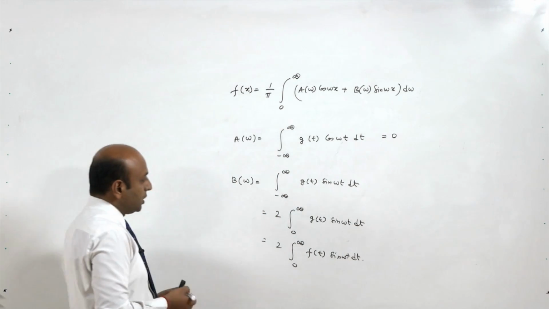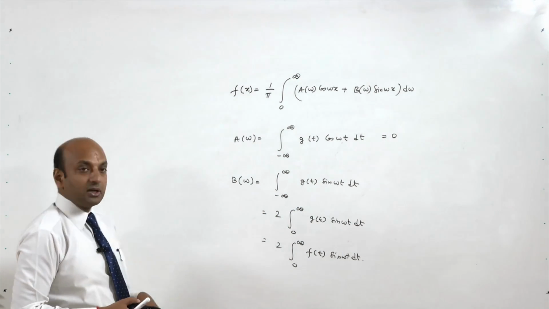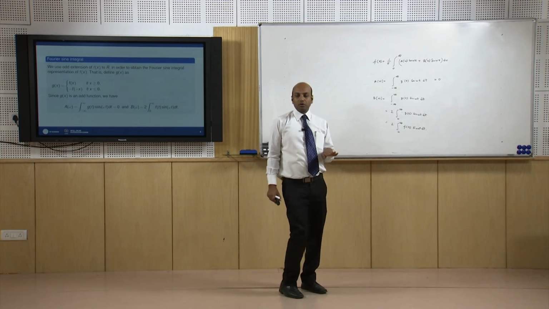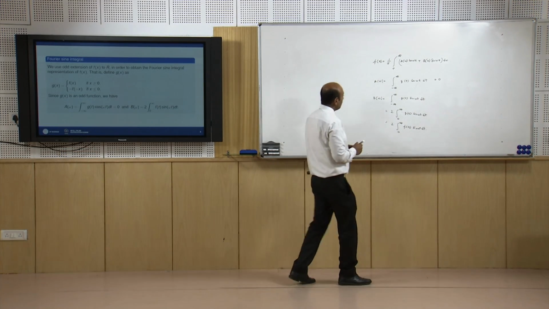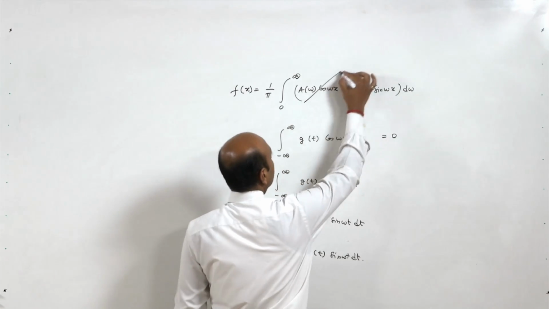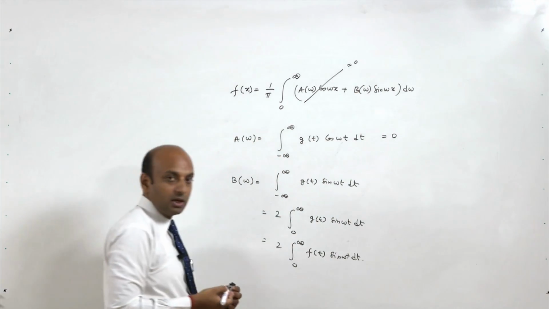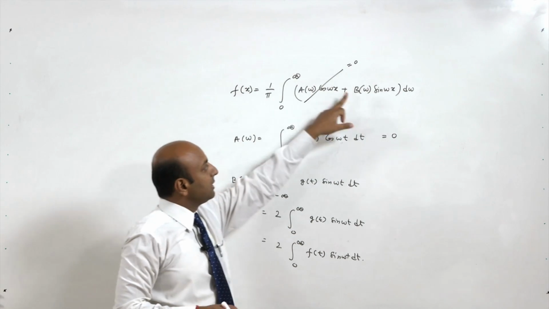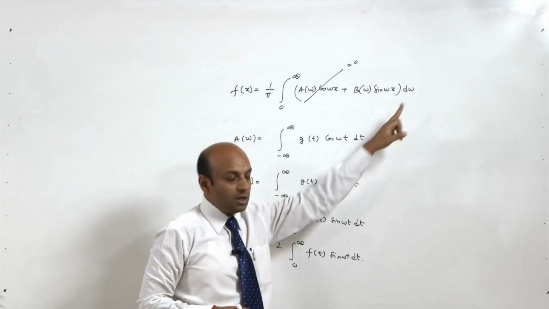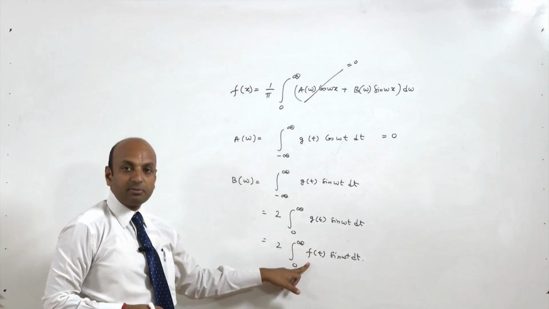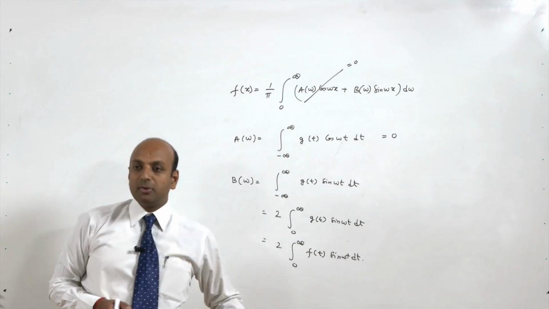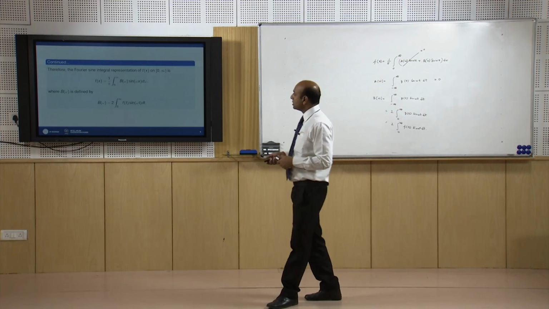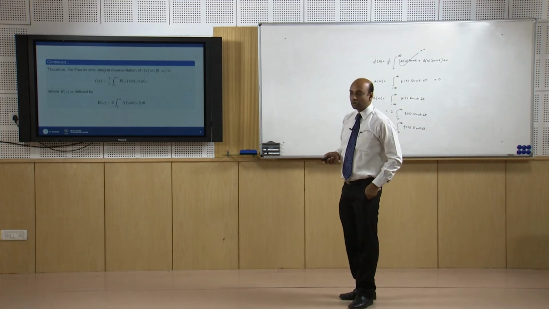So what will be the Fourier sine integral representation of a function? It will be given by, now this A(omega) is 0, so this term becomes 0, and that will be nothing but f(x) equals 1 upon pi integral 0 to infinity B(omega) sin omega x d omega, where B(omega) is given by this expression. So this will be the Fourier sine integral representation of a function f(x), which is given in the next slide.